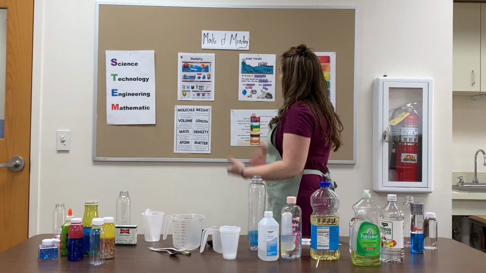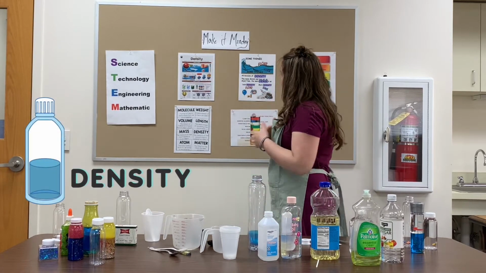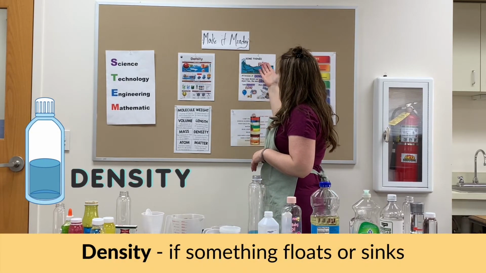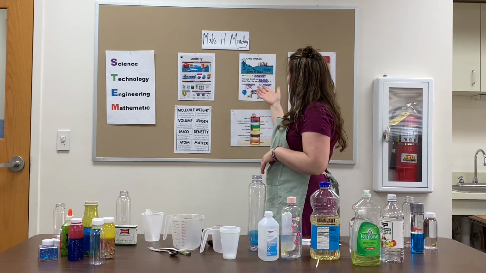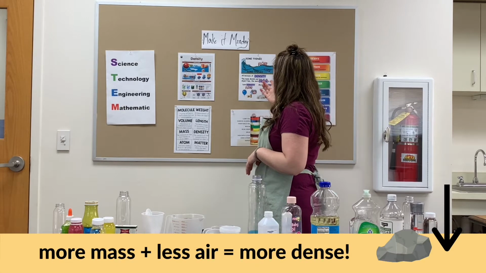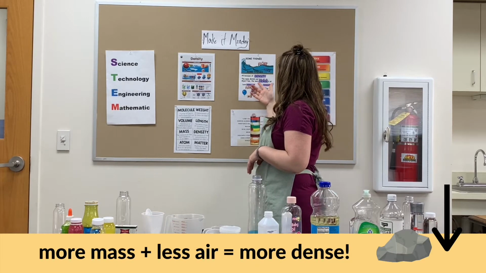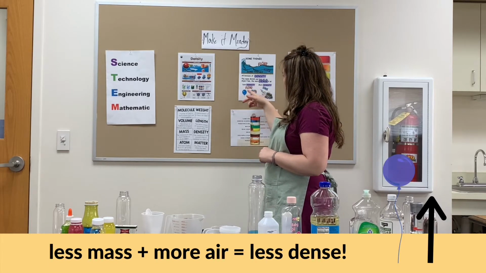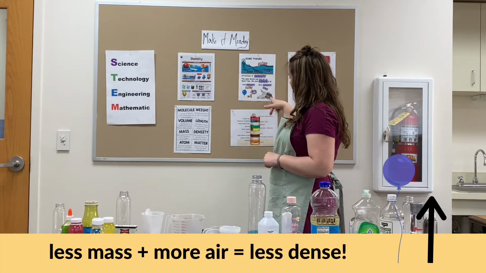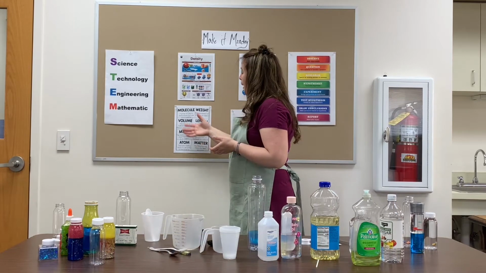We are doing density. Some things float, some things sink, all because of density. The more mass and less air an object has, the more dense it is, which means it'll sink. So less density, float. More density, sink. So let's talk about our vocabulary.